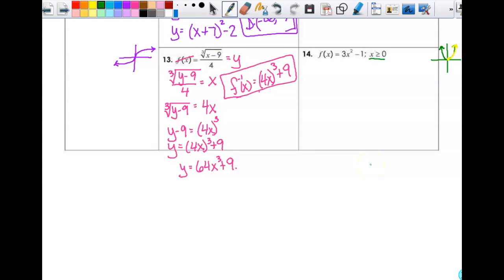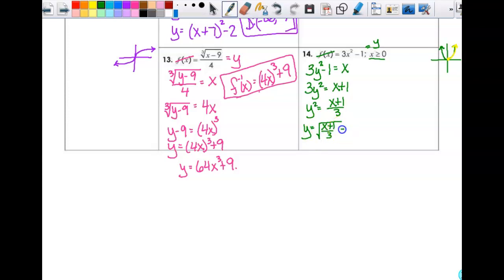Okay? So let's go ahead and do that. We're going to set this equal to y. Then we change them. So 3y squared minus 1 equals x. 3y squared equals x plus 1. We divide by 3. So I'm going to get y squared equals x plus 1 over 3. And then take the square root. So y is equal to, and there's no plus or minus here because it's just going to reflect down and be the top half. So that's why I'm leaving that off, not because we always leave it off. And the square root of x plus 1 over 3.